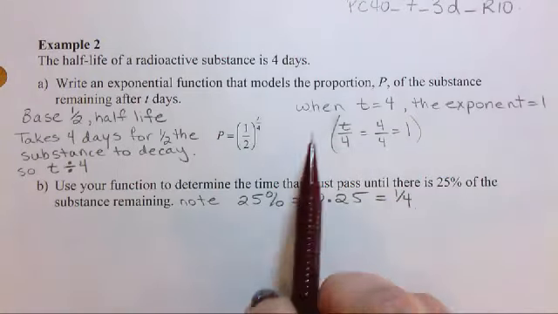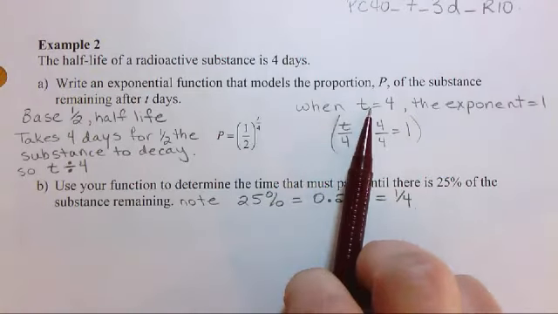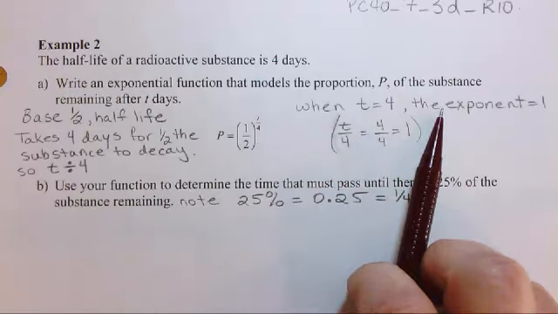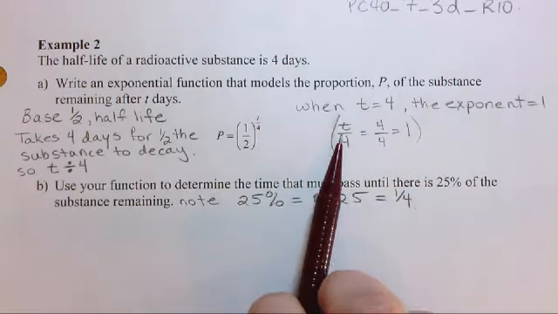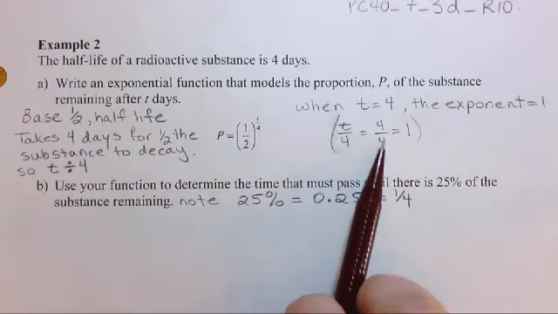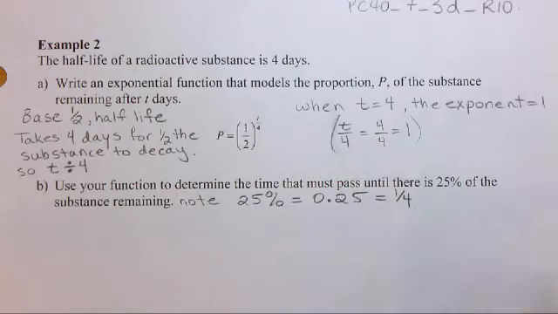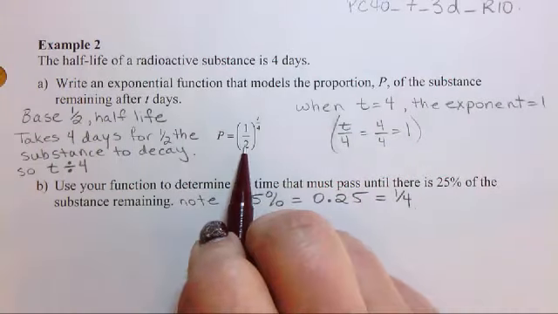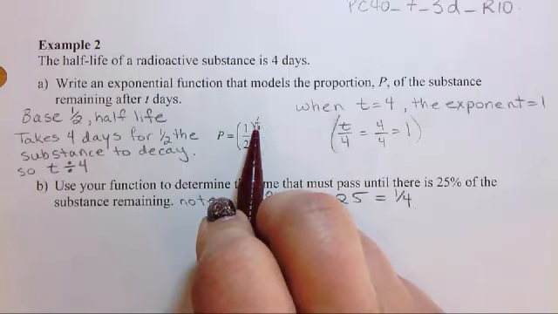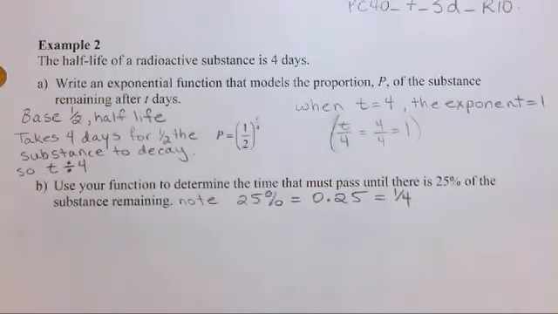You could double check that if you note that when t is equal to 4, the exponent is going to equal 1. So you have 4 over 4, which is equal to 1. And with the half-life, you end up with half to the power of 1 after 4 days.